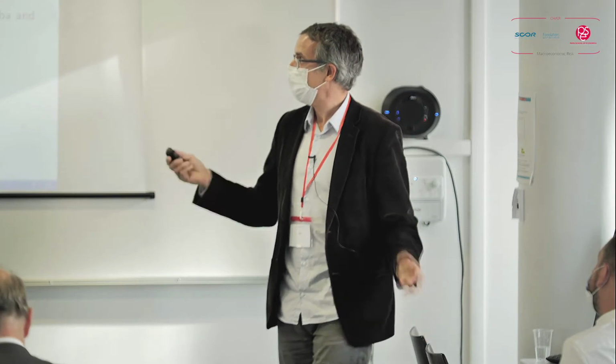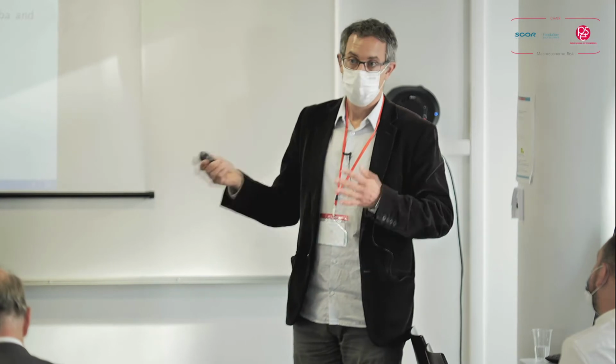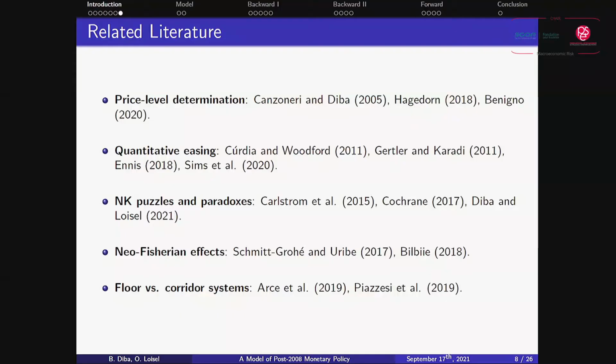So that's it. The paper is related to a number of papers which I organize here around different themes. I'm going to be quick on that, but it has to do with papers about price level determination, papers about QE, about the New Keynesian puzzles and paradoxes, Neo-Fisherian effects, and floor versus corridor systems.